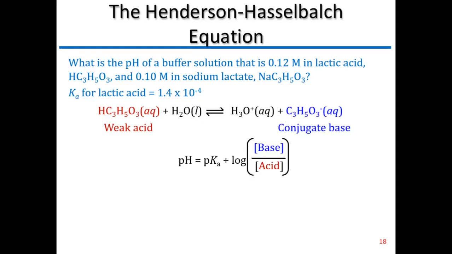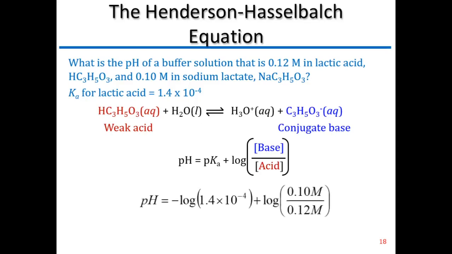In this particular case, we know the Ka, we know the concentration of the acid, and we know the concentration of the base. We're just looking to solve for pH. So we can use our Henderson-Hasselbalch equation and plug in everything that we know. pH is equal to minus the log of our Ka, that's our pKa, remember, plus the log of the concentration of our base, 0.1, over the concentration of our acid, 0.12.